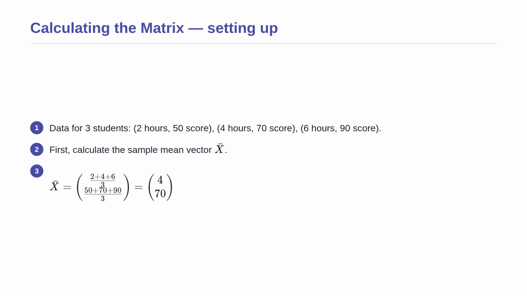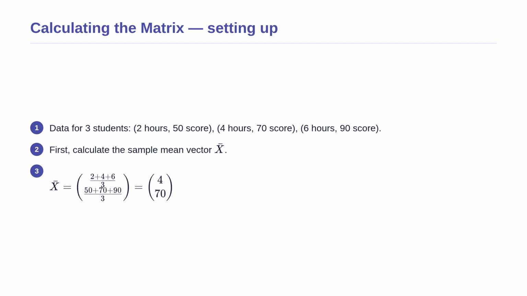Let us see this with a concrete example. Suppose we have data for 3 students, measuring 2 variables, study hours and test score. Student 1 studied for 2 hours and scored 50. Student 2 studied for 4 hours and scored 70. Student 3 studied for 6 hours and scored 90. We need to calculate the sample covariance matrix for this data set. Our approach will be to follow the formula step by step.